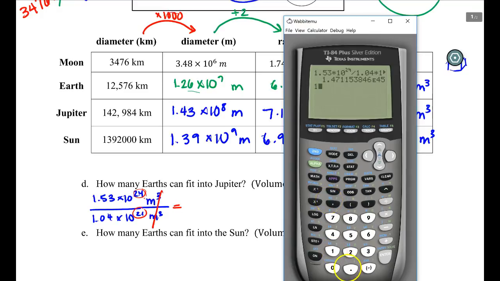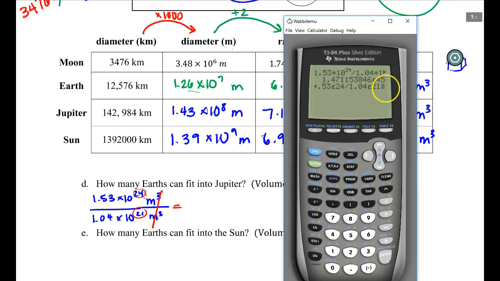So you'll type in 1.53, and then press the double E button. You'll note it only puts one E on your screen, and then your power. This is a shorthand for times 10 to the 24th. Then divided by 1.04, and then the little E again, 21. Do not use the lowercase e. That means something different. We'll learn about it later in the class.